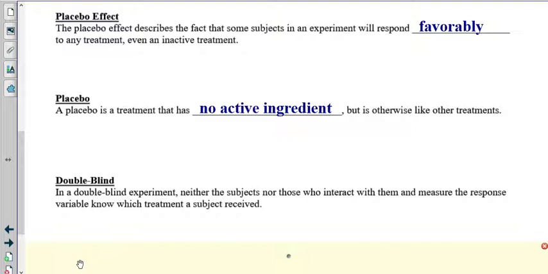Well, in a double-blind experiment, neither the subject nor the people who interact with them and measure the response know which group is which.